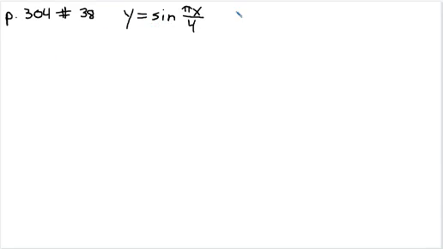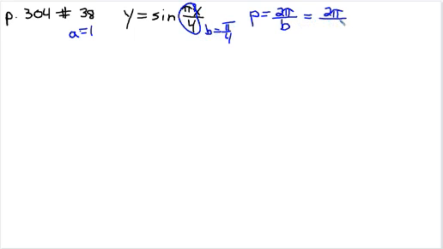So we start by looking at, first, what's the amplitude? The amplitude is always the number in front of sine or cosine, so the amplitude of this particular one is 1. Then we need to find the period. Well, the period is always 2 pi divided by b. So the question on this problem is, what's b? Well, b in this case is pi fourths. So the period is going to be 2 pi divided by pi fourths.